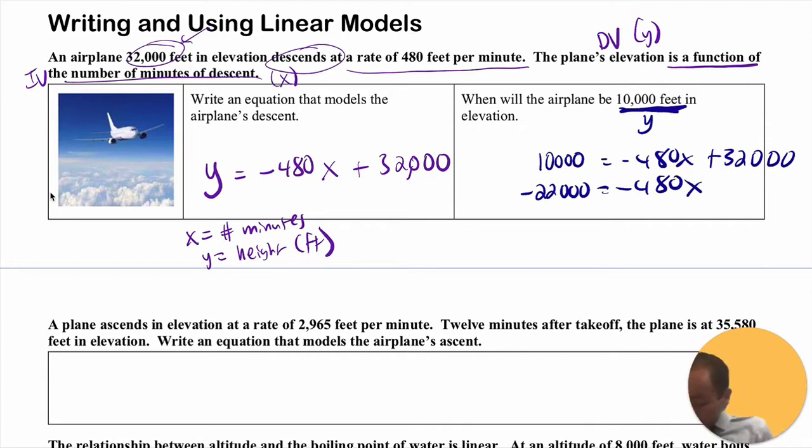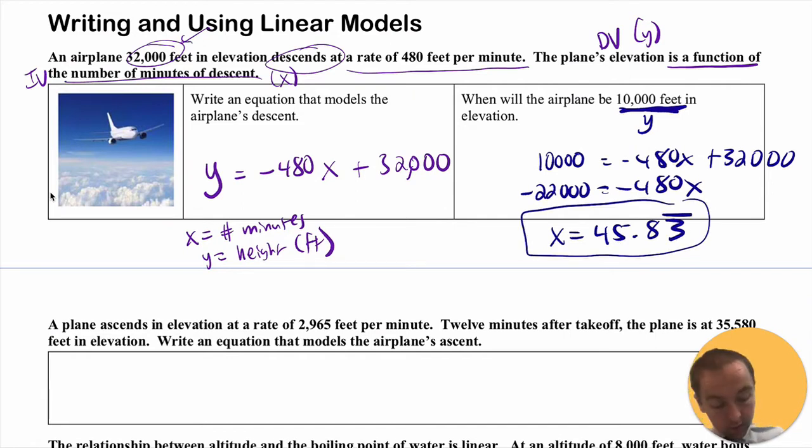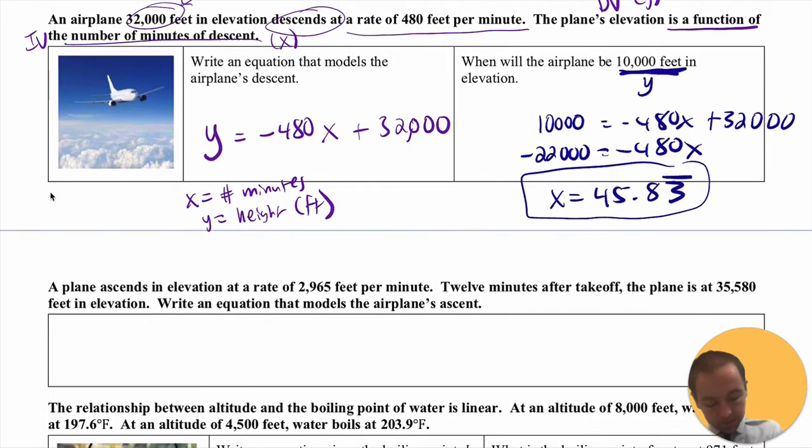Then you can divide both sides by negative 480, and that's going to give us that x is equal to 45.83 with the 3 repeating forever. So basically in 45 or 46 minutes or so, the plane will be at 10,000 feet in the air.